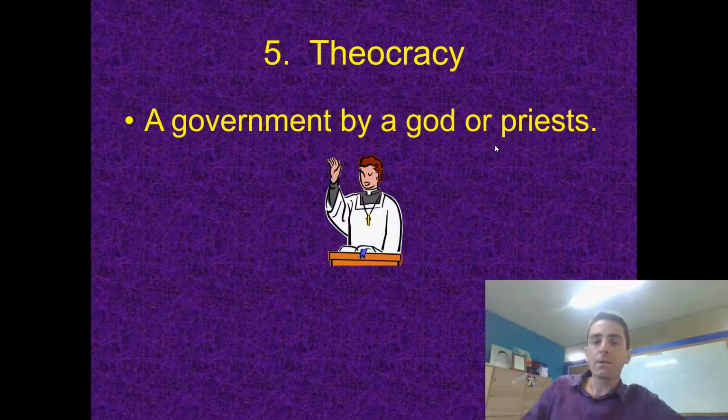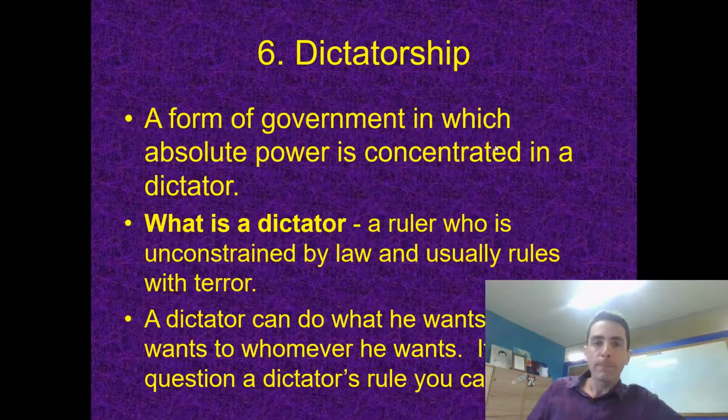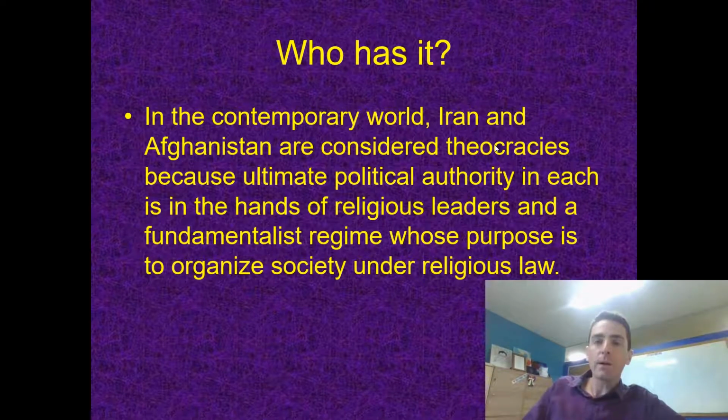Okay, next is theocracy. That's a government by a god or priests. Okay, basically religious rulers. So in the contemporary world, Iran and Afghanistan are considered theocracies because ultimate political authority in each is in the hands of religious leaders and is a fundamentalist regime whose purpose is to organize under religious law. Okay, so that's simple enough. Okay, you have religious leaders at the top of government making all the decisions, and they're usually making decisions along religious lines.